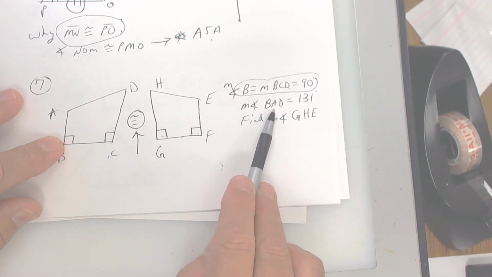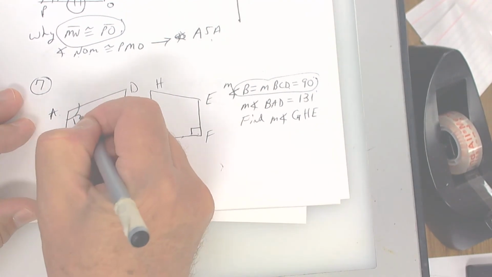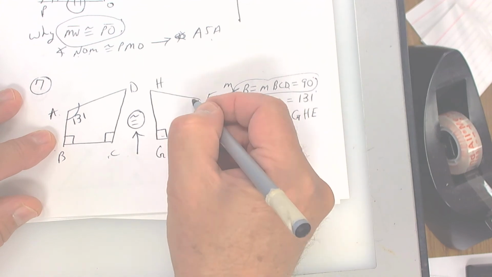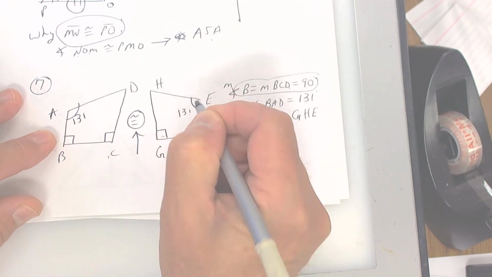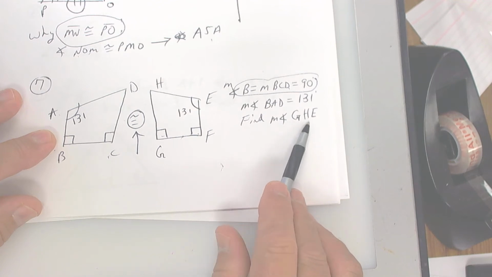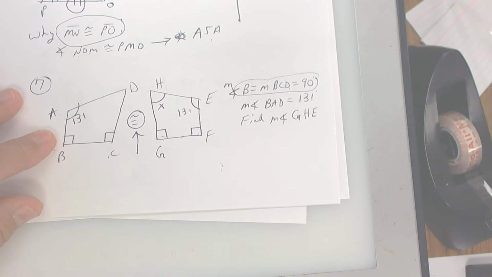Now, it says the measure of angle BAD. So BAD, this one, is 131. Okay? And they want you to find GHE. All right, well, hang on a second. Let's put 131 right here because it matches up with this one. They're congruent. So let's find GHE. So GHE is this upper angle. So put an X right there.